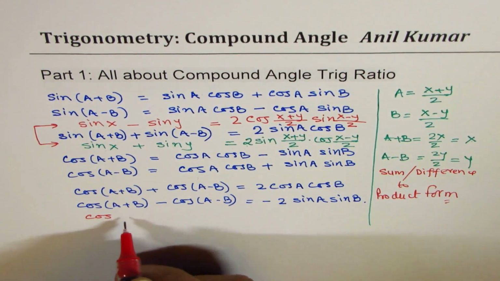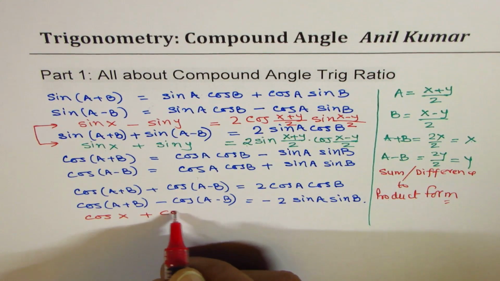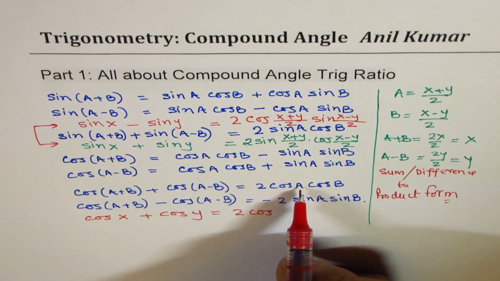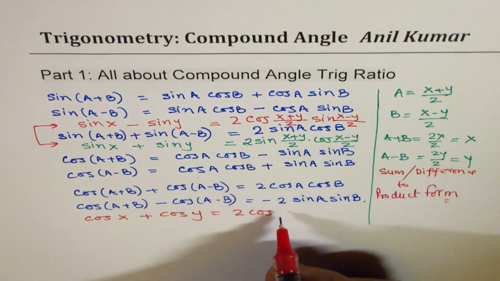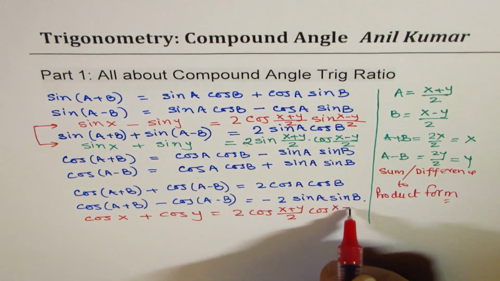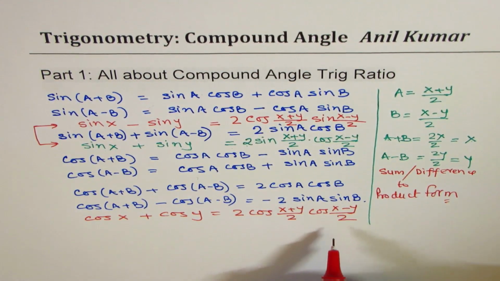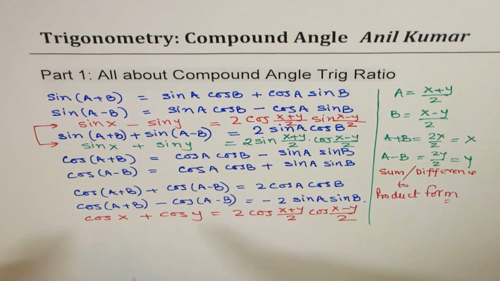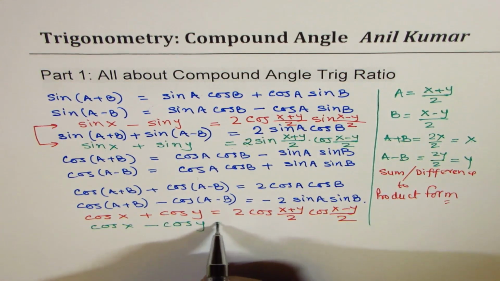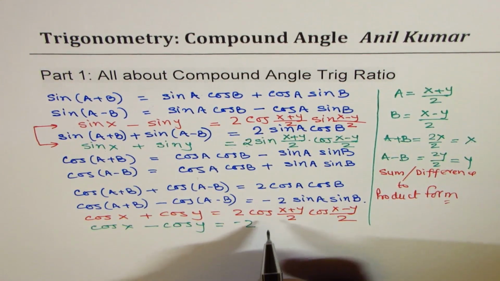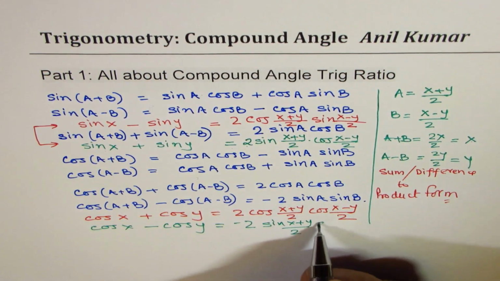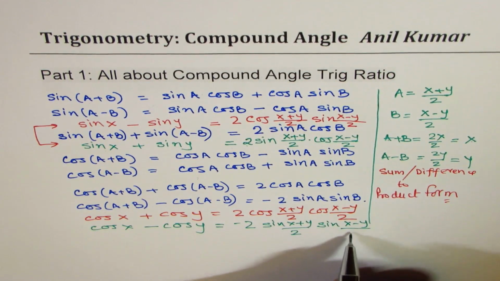We get cos x plus cos y equals 2 times cos of x plus y by 2 and cos of x minus y by 2. Or the next formula, which you could write: cos x minus cos y equals minus twice sine x plus y by 2 times sine x minus y by 2.